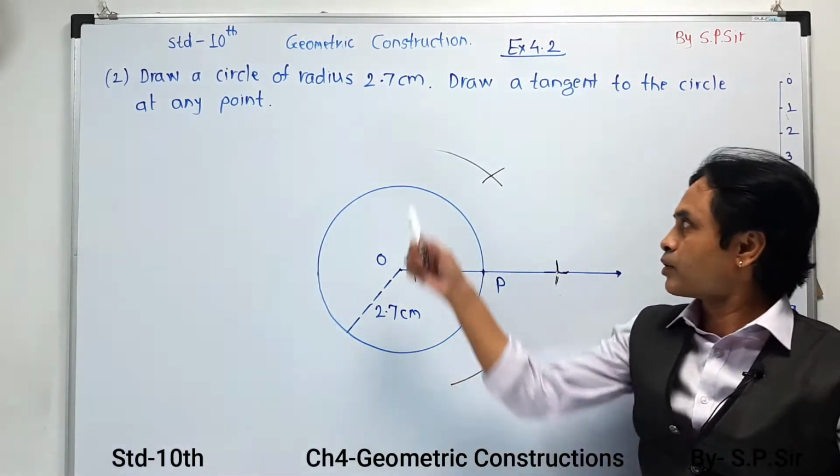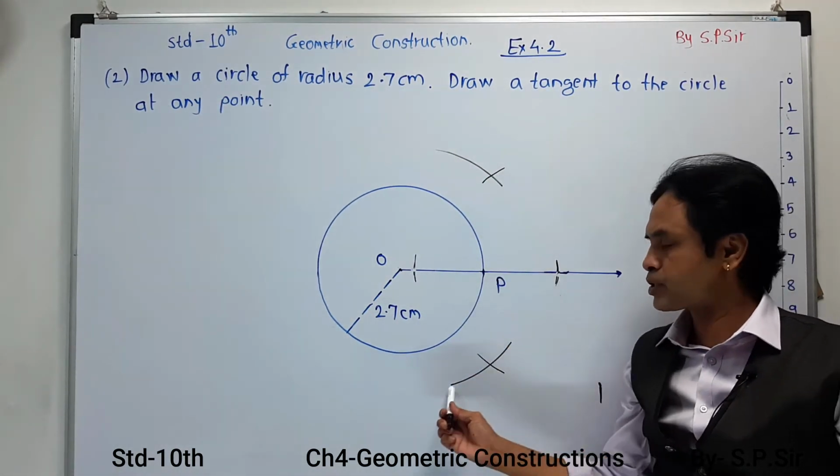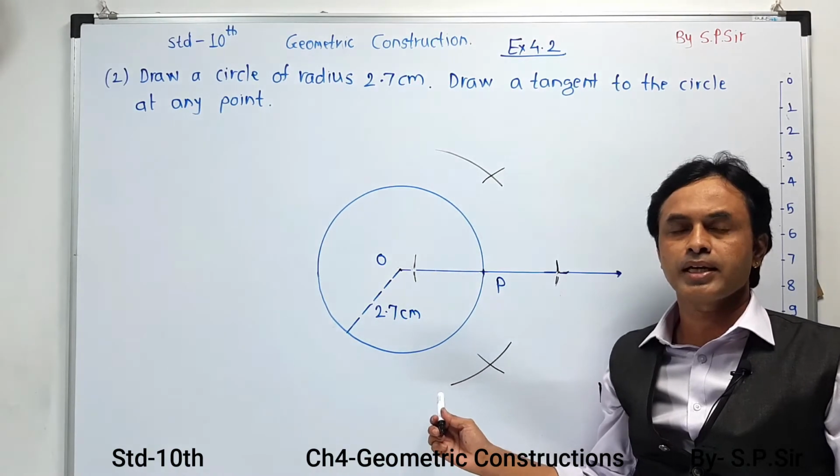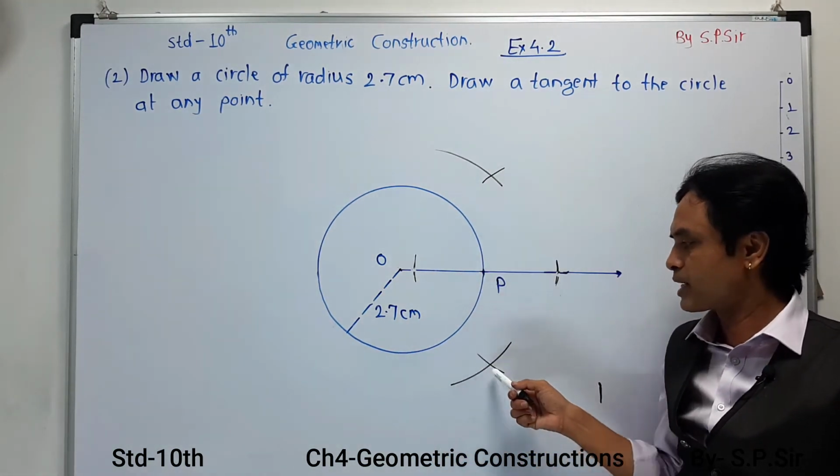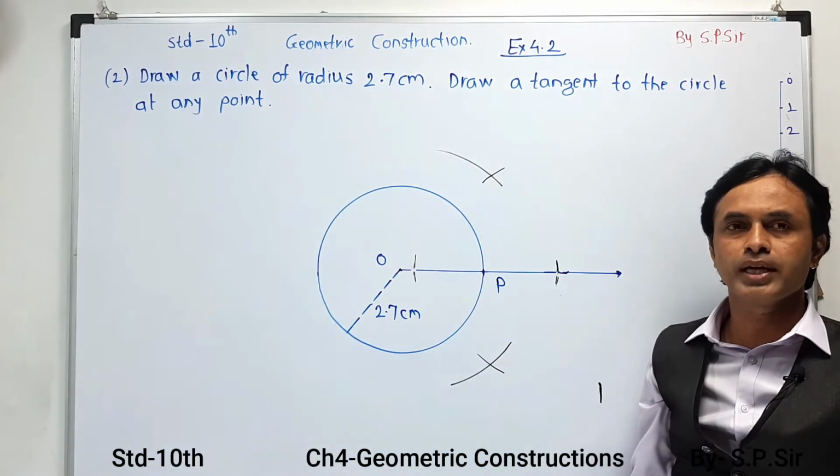Remember, students, your first mark is always larger. The reason is that you don't know the tentative position, but your second arc is always smaller as you are getting the position.